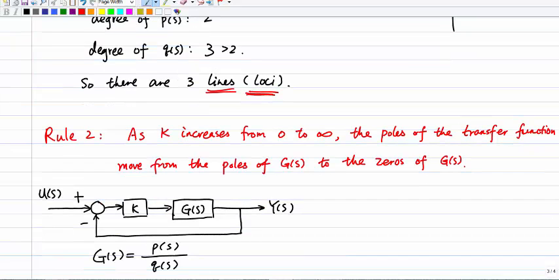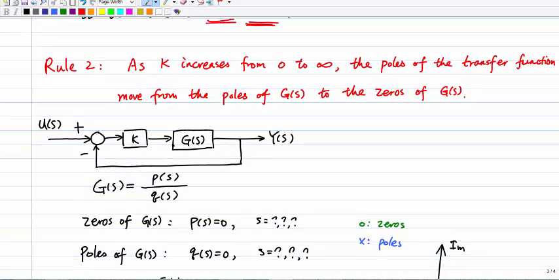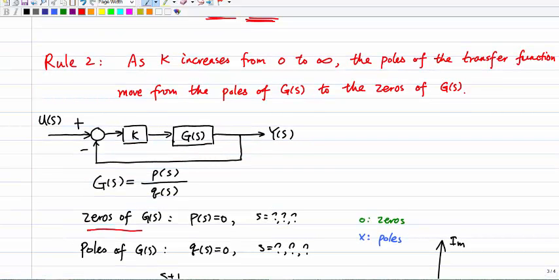Okay, what does this mean? Let's say I give you the standard form of this, where G(s) is given by P(s) divided by Q(s). Of course, what are the zeros? What are the poles of G(s)? The zeros of G(s) are defined by setting P(s) to be zero and finding the solution. So these are the zeros. And the poles of G(s) are given by setting Q(s) to be zero and finding the solution. That's called poles. Okay, so what does rule number two say?